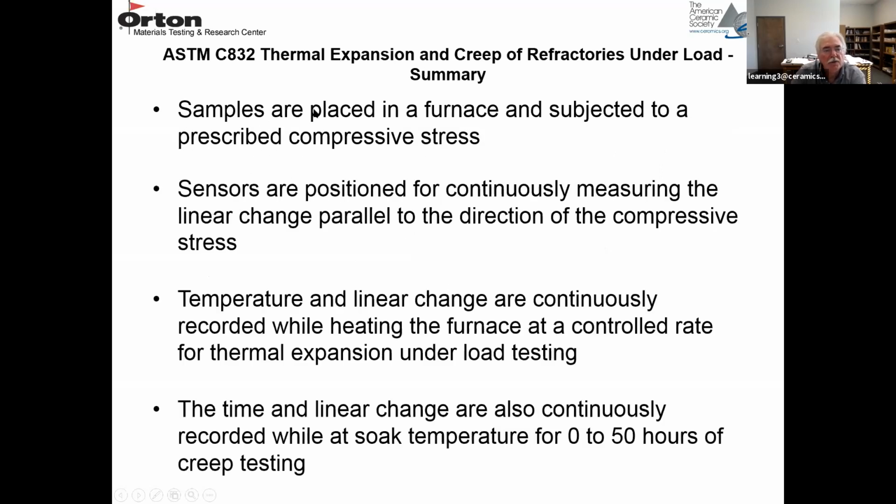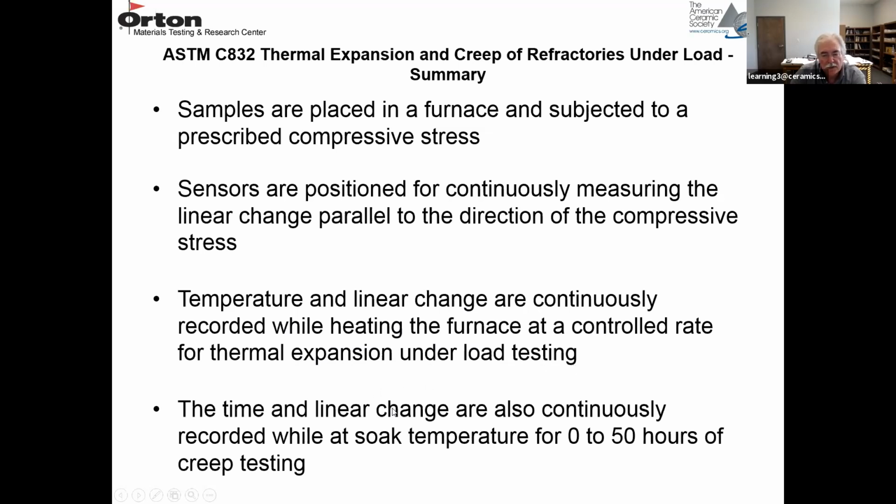So the test is simple. Samples are placed in a furnace. They're subjected to compressive stress. Sensors are positioned in such a way that you continuously measure the linear change parallel to the direction of the compressive strength. So you're continuously monitoring the length change. The temperature and linear change are recorded while heating the furnace at a controlled rate for thermal expansion under load testing.